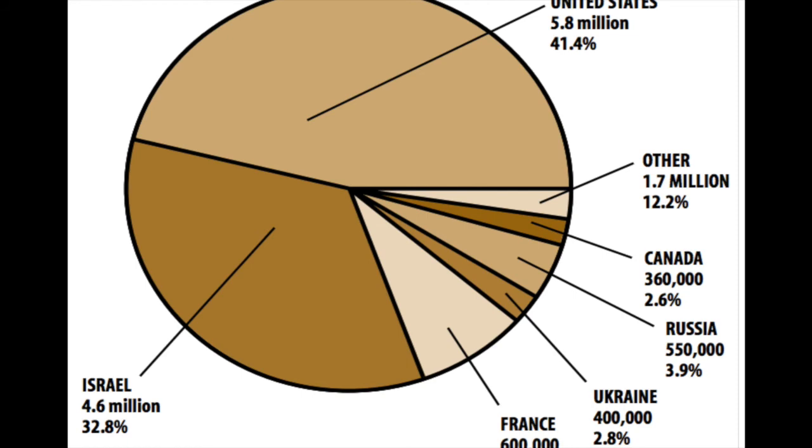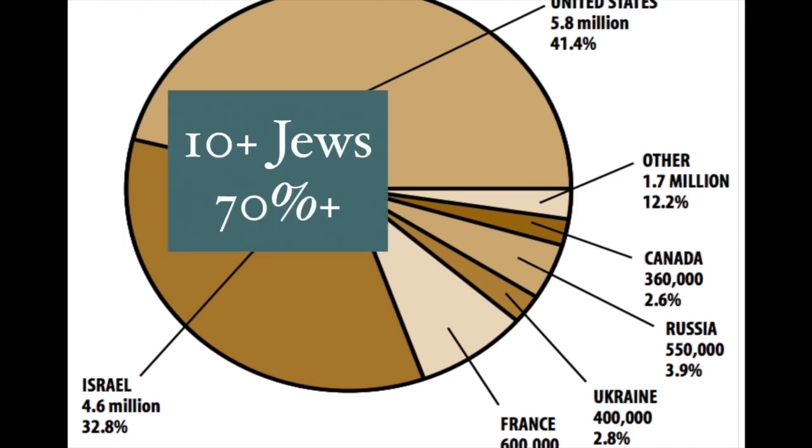So one final interesting demographic I want to share is the state of Jewish people in the world today. So as you can see, most people who are Jewish are either American or Israeli. In fact, roughly 70% plus of people who are Jewish in the world are either American or Israeli today.